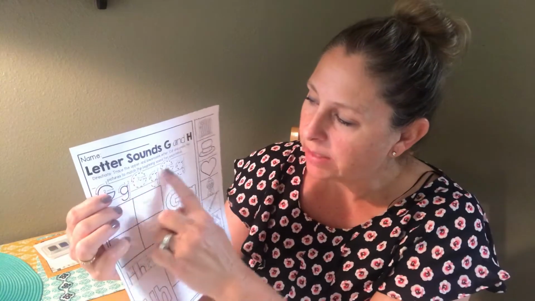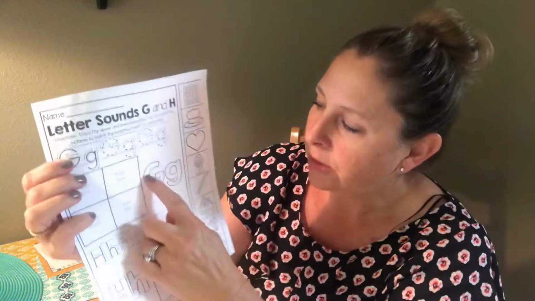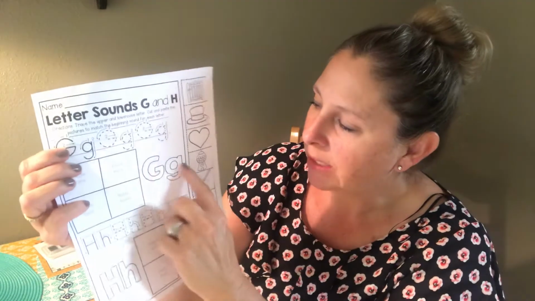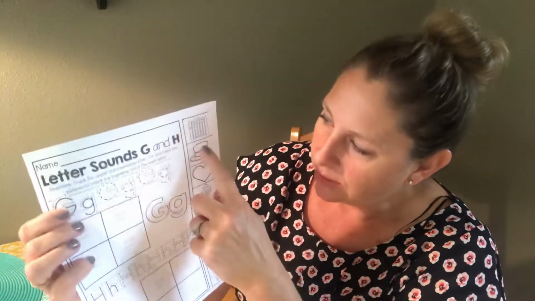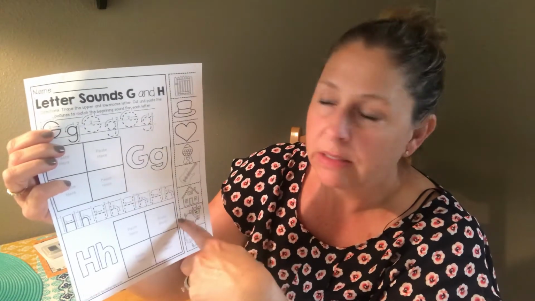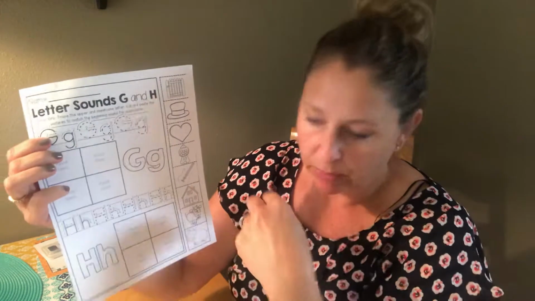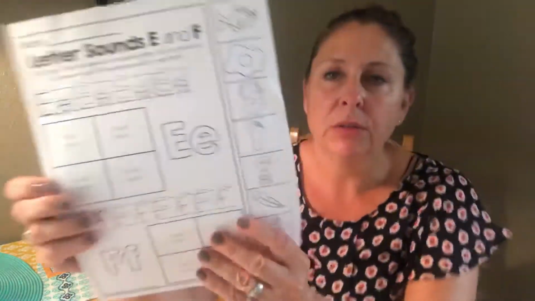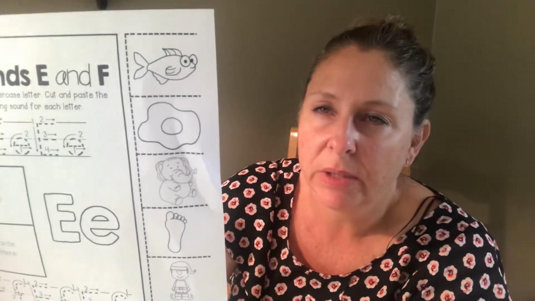So remember, you're going to start by writing your name and then tracing the letters, coloring in the letters, the uppercase and lowercase letters, and then we're going to be looking at the pictures to help us decide what sound or what letter that picture starts with. So let's start with E and F. So here's E and F. I want to go over these pictures with you.